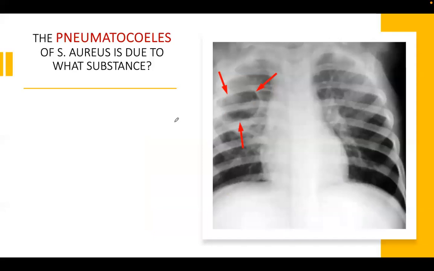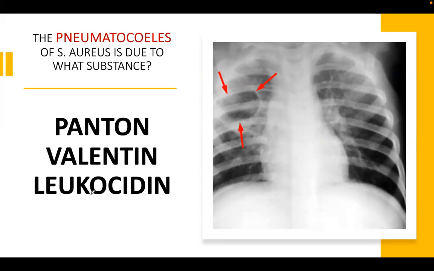Now, if you look at this x-ray, there is the presence of pneumatoceles. Staph aureus pneumonia is associated with a necrotizing type of pneumonia. So what is the substance responsible for the pneumatocele formation? Okay, it is Panton-Valentine leukocidin, or PVL. The pneumatoceles of Staph aureus are due to this substance, Panton-Valentine leukocidin, or PVL.